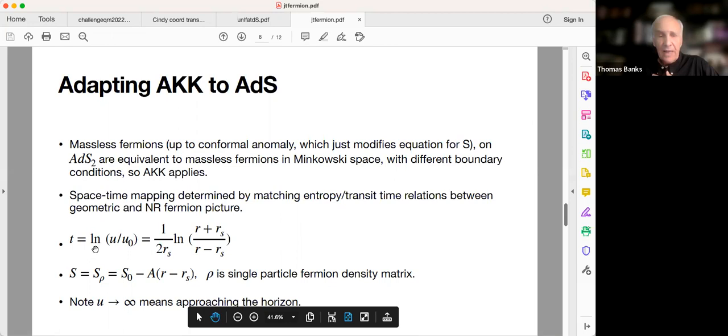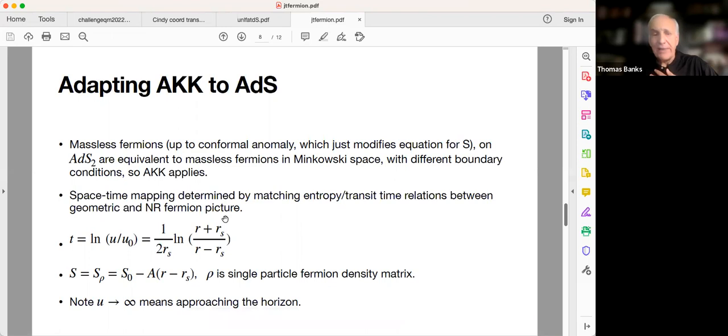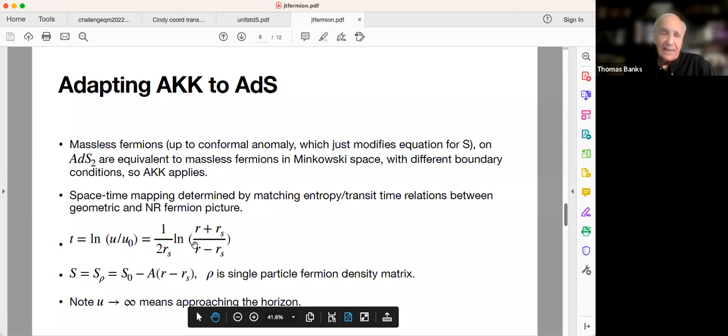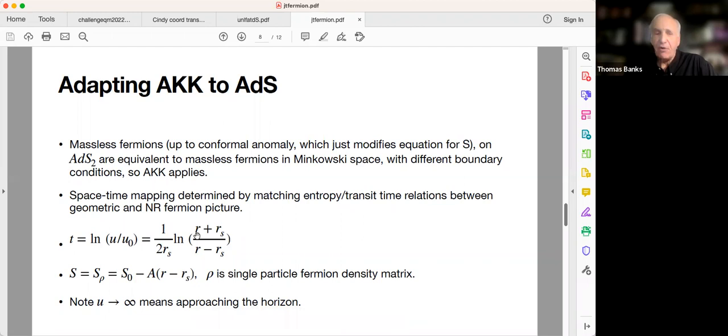And now we have the time to fall. So here is our mapping of the time to fall. This on the right-hand side of this equation is the time as calculated in the ADS2 geometry to fall from a point R to the point RS, okay? I'm sorry, I said it incorrectly. What I'm calculating is the time to fall from infinity to the point R, okay? And notice as the point R approaches RS, that blows up logarithmically.